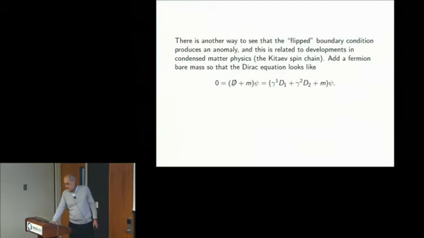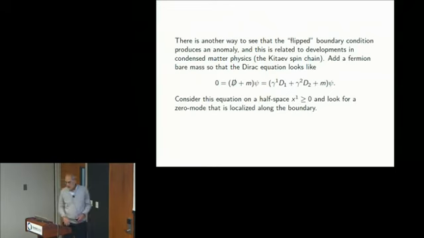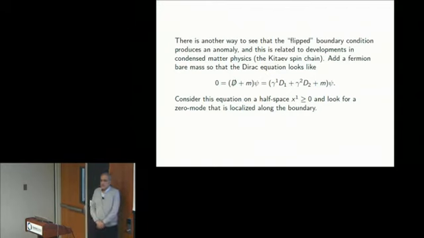Well, I cut a corner in that statement. Well, I'm going to cut a couple corners. We'll see if anybody catches me. So I add a fermion bare mass, so the Dirac equation looks like this. And the point is that I can turn on bare masses without creating any anomalies that weren't there before, because in general, anomalies are independent of bare masses.